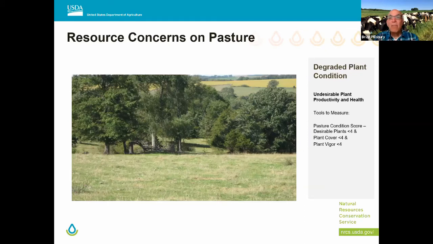We have degraded plant condition in certain situations where the grazing productivity is not where we'd like it to be. We have either undesirable plants or the productivity is much lower. So we basically have a poor situation with production. And we can look at some indicators on our pasture condition score, such as desirable plants, plant cover, plant vigor is another indication. If we have low plant vigor, which means low rejuvenation of plants after they've been grazed off by livestock, it takes a long time for the grasses to grow back and be restored after a grazing period. So that would be a degraded plant condition situation.